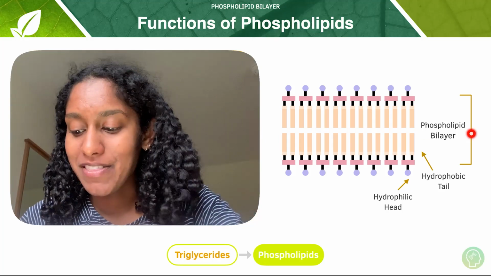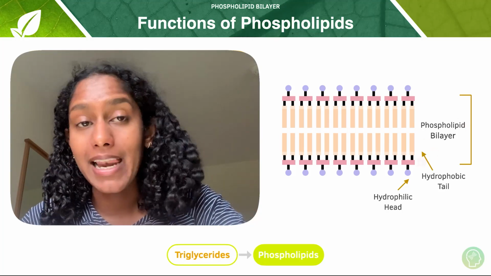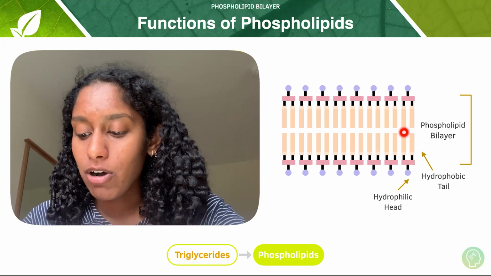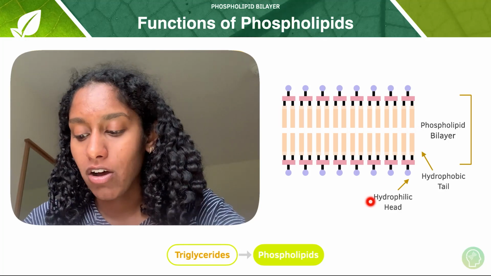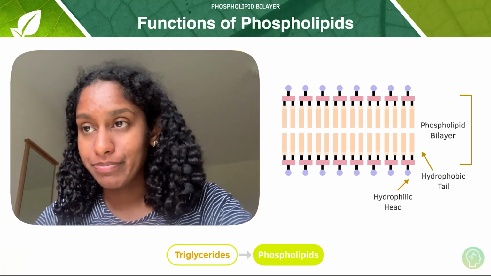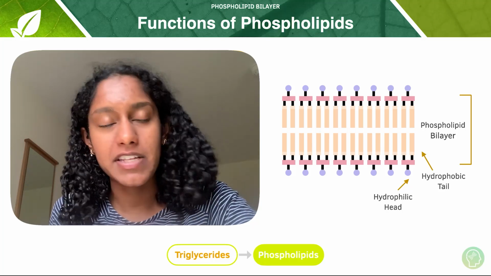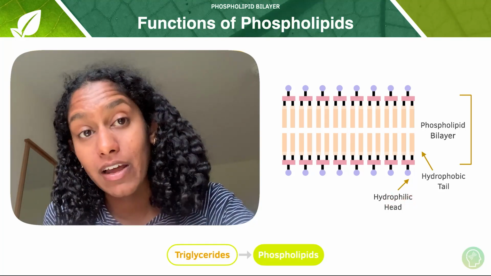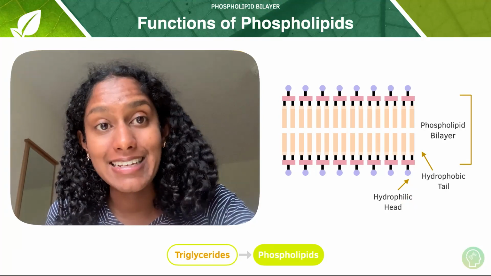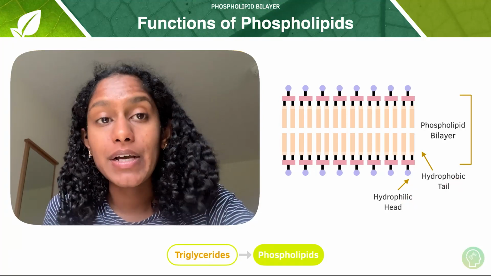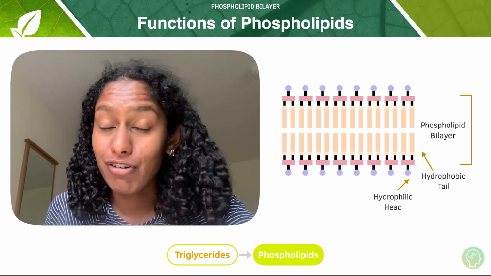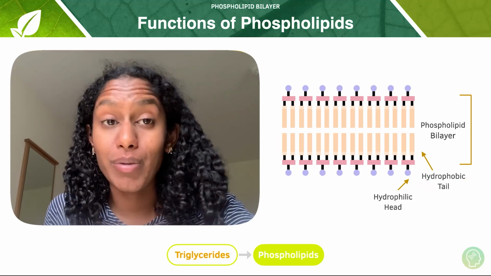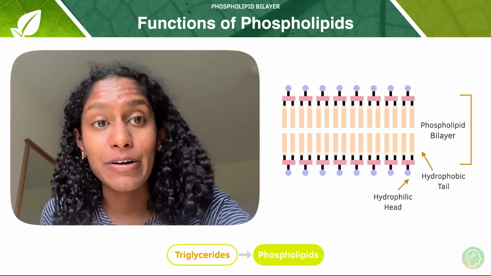So this is the bit that I gave away. This is our phospholipid bilayer. This is our hydrophobic tail. This is our hydrophilic head. Now, let's just think about these words. Hydrophilic comes from the Greek hydro for water and philic for love, so water-loving head. Hydrophobic comes from the Greek hydro for water and phobic for hate, so water-hating tail.